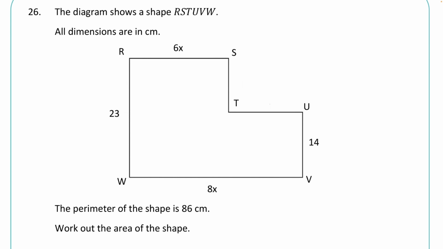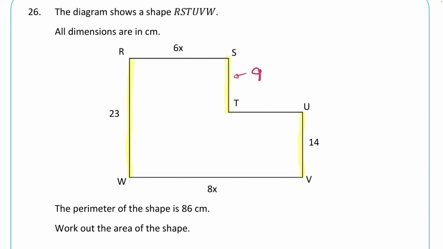Now for this one we have a compound shape, and it says here the perimeter of the shape is 86 centimetres. Work out the area of the shape. So the perimeter is the distance all the way around the outside. Now we have some of those. We've got 23 going up the top, and we've got 14 going down the side. So this final vertical line has to be whatever makes 14 become 23. So 23 take away 14, which is equal to 9.